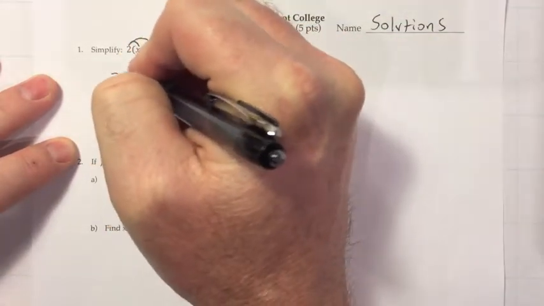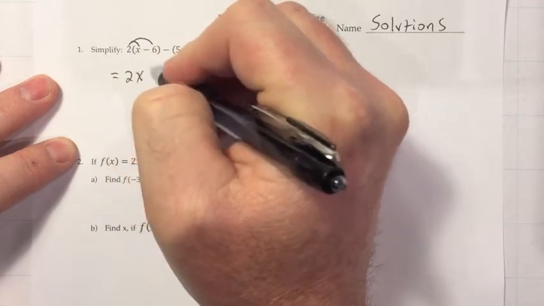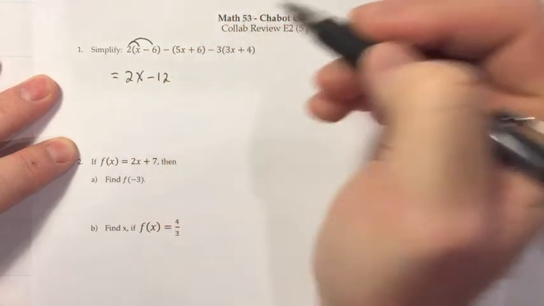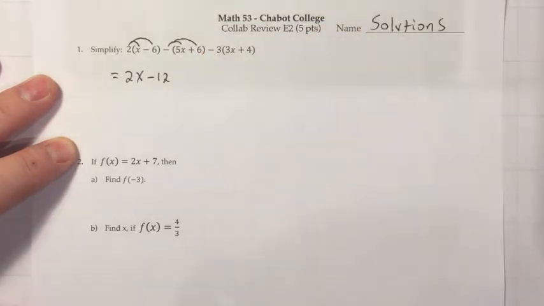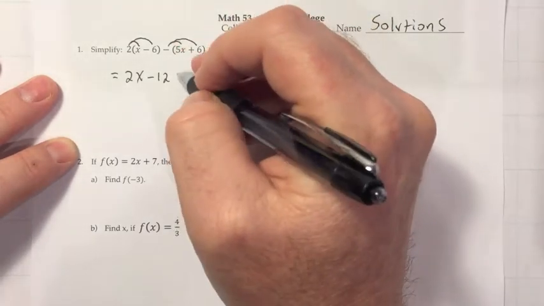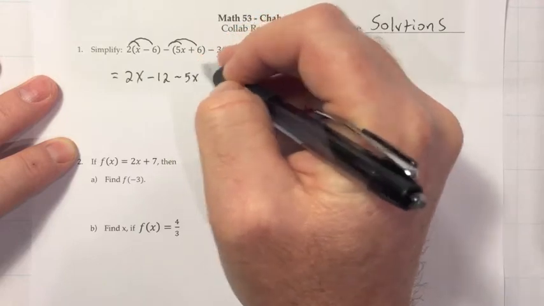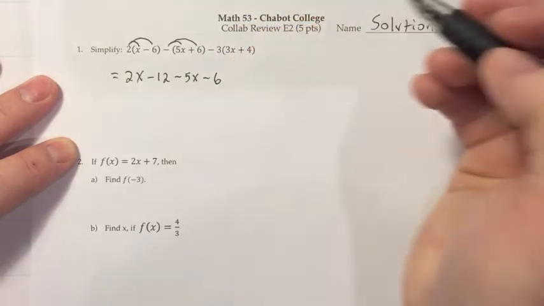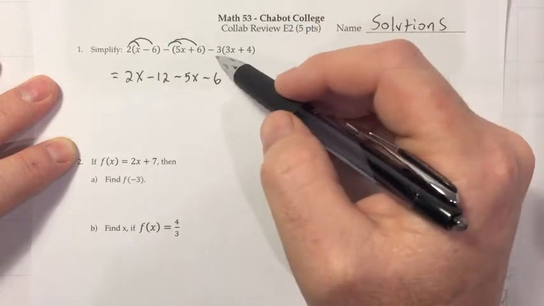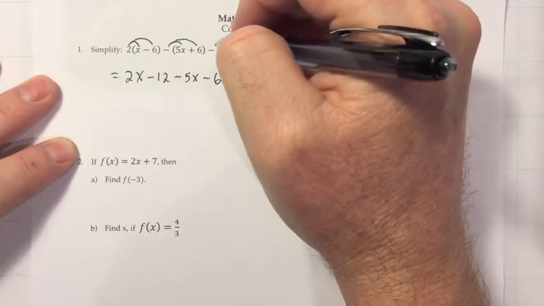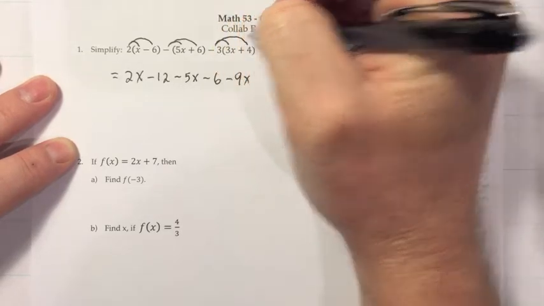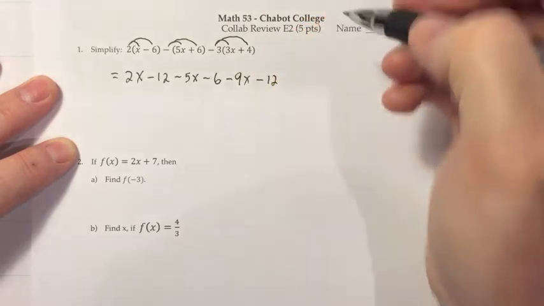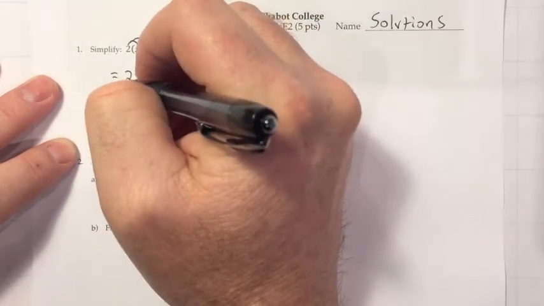So 2 times x is 2x minus 2 times 6, which is 12. On this next part, we're distributing just a negative sign, so that'll have the effect of multiplying by -1 or changing the signs of what's inside. So this positive 5x will become a negative 5x, and this positive 6 will become a negative 6. Here, when we distribute the 3, it's important to note that it's not a 3, it's a negative 3. So we're multiplying negative 3 times 3x, which is negative 9x, and then negative 3 times positive 4, which would be negative 12.